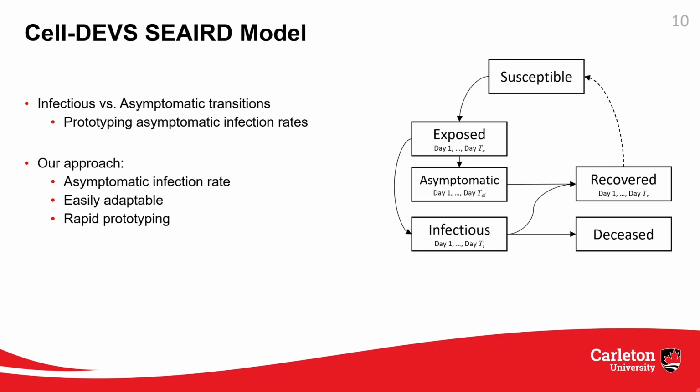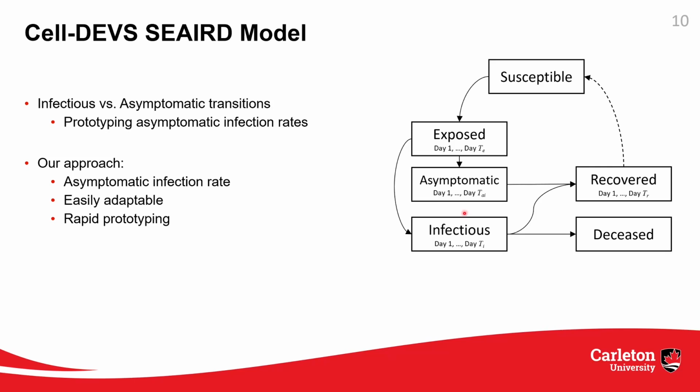Now, with this, we can now discuss the infectious and asymptomatic effect of this model. But first, how do we add asymptomatic populations to this model? The first thing we need to consider is the asymptomatic rate. So how many asymptomatic individuals are within a population? And how we approached this problem was using an asymptomatic infection rate.